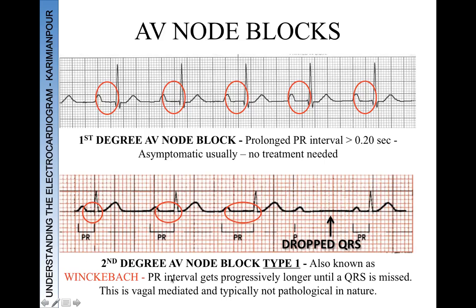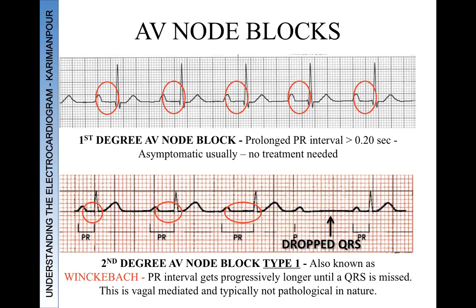In a second-degree AV node block, it's divided into type 1 and type 2. This is an example of type 1. There is some colloquial terminology or nomenclature that we also still use to describe type 1 and type 2. Type 1 was often referred to as the Wenckebach, and type 2 is referred to as Mobitz. However, some texts or some people may call type 1 a Mobitz 1 and type 2 a Mobitz 2.